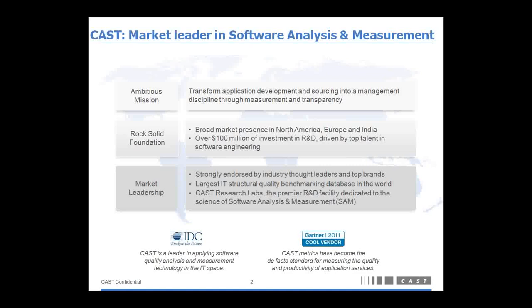Okay, so a very quick word on CAST. CAST is the market leader in software analysis and measurement, the space that Bill was talking about. Software analysis and measurement today is a very well recognized area by leading analysts and thought leaders. From an organization perspective, we've spent over $100 million developing IP that looks at the kind of system level defects and violations that Bill was talking about earlier. And we've been investing millions of dollars every year to get to our ambitious mission, which is transforming application development and sourcing into a management discipline, by providing measurement and transparency all along the life cycle.